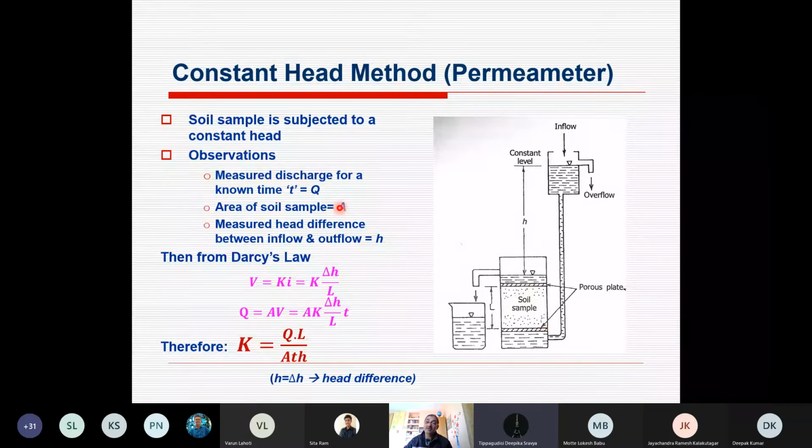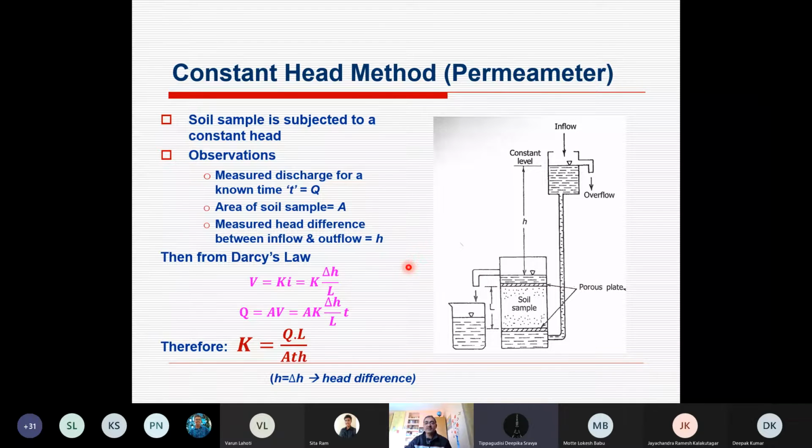Then the measured head difference. This is inflow head, this is outflow. So this outflow is taking place because of this difference. You know it very well from fluid dynamics. It's a head difference, that is H here we are representing, or usually we are taking H1 minus H2. From a standard reference, suppose here at the bottom, this is H1, this is H2. So the difference between H1 and H2 is delta H. So the measured head difference between inflow and outflow is H.